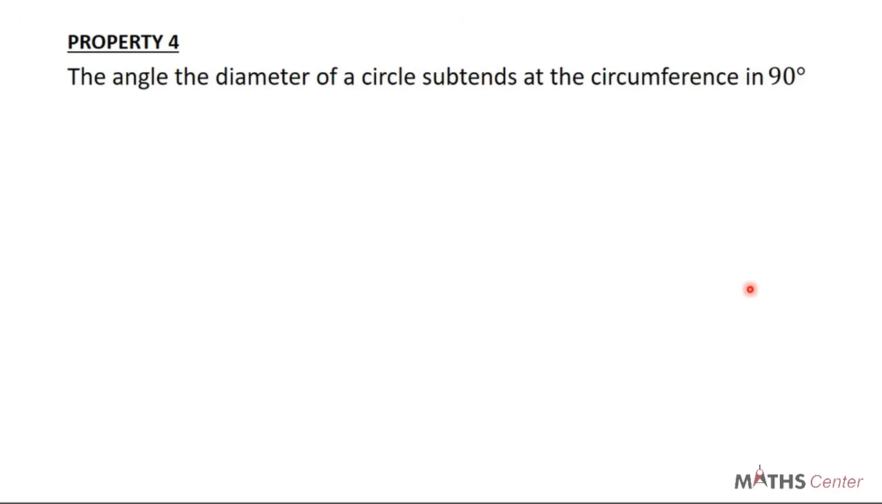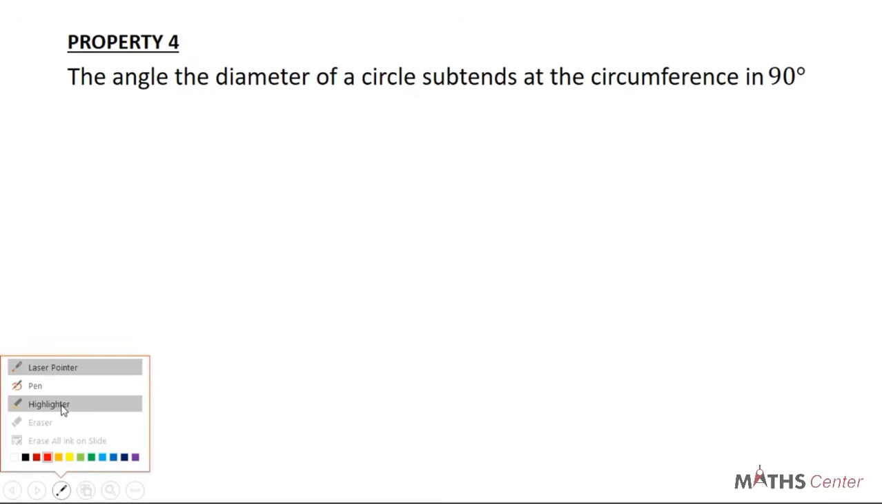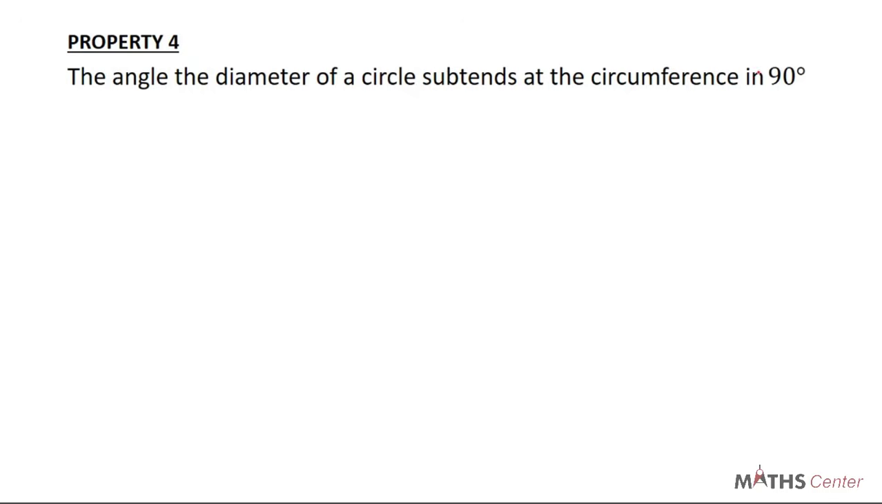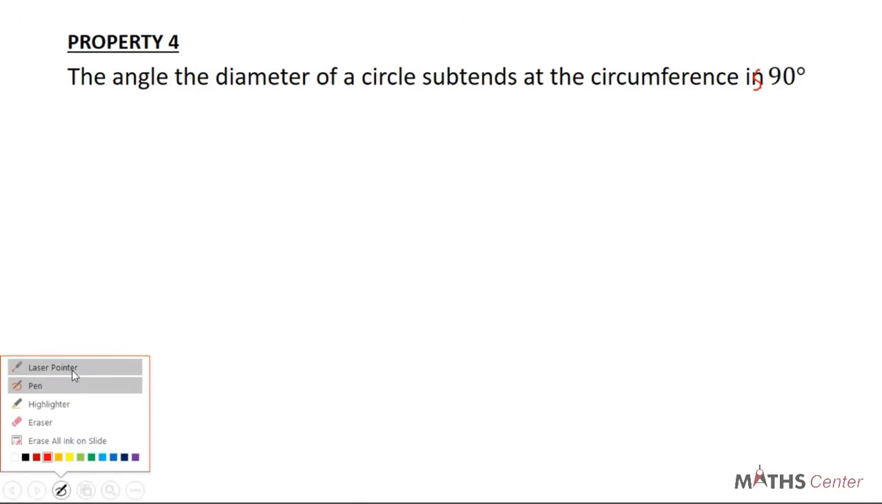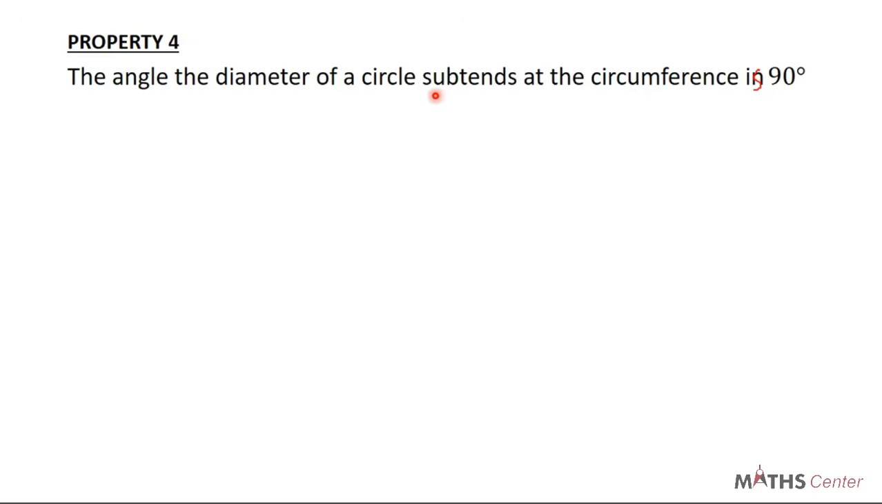Let's move on to the fourth property. The angle the diameter of a circle subtends at the circumference is 90 degrees. So the angle the diameter subtends at the circle is 90 degrees, not 90 degrees. It's 90 degrees. So the angle the diameter of a circle subtends at the circumference is 90 degrees.